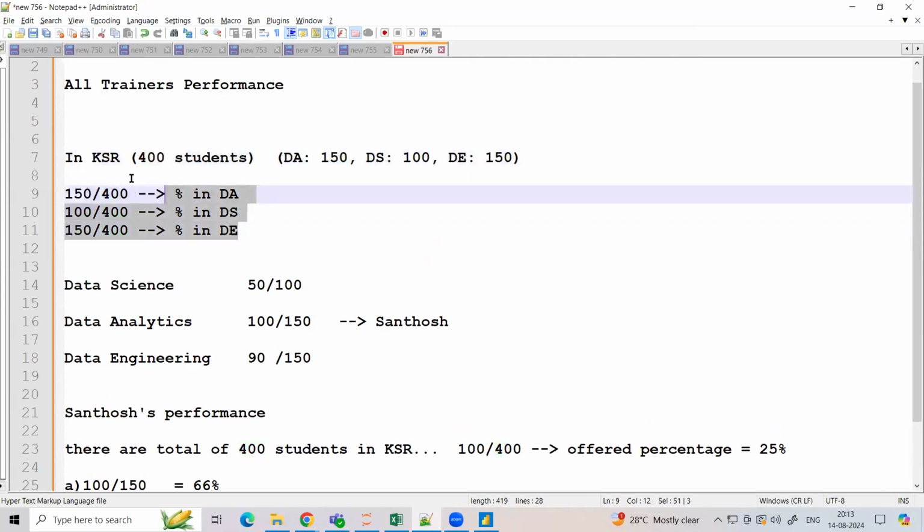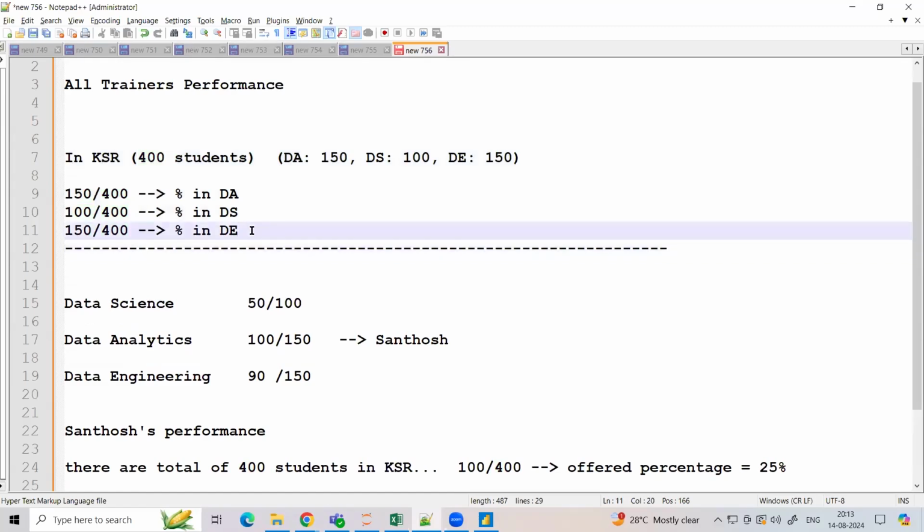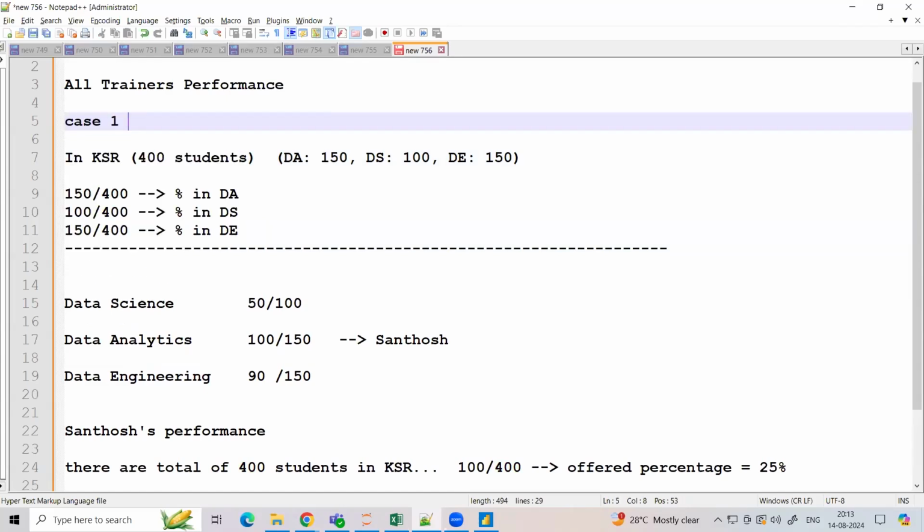Is this correct? Yes. Correct. Okay. Now, in this case, you are saying it's correct, even though I am dividing with respect to the total number of students.